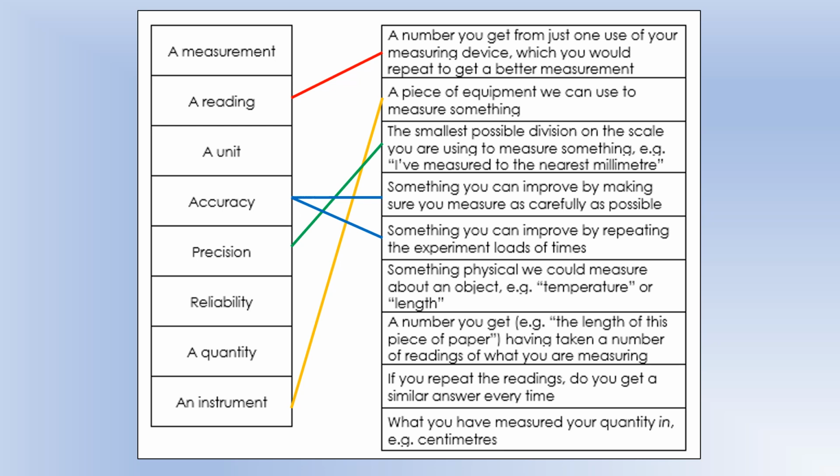Something physical we can measure about an object, like its temperature or its length, that's called a quantity. So temperature is a quantity, a length is a quantity, there's lots of different types. The number you get having taken a number of readings of what you are measuring, that is what a measurement is. So once you've taken a number of readings and calculated an average, that gives you your measurement.